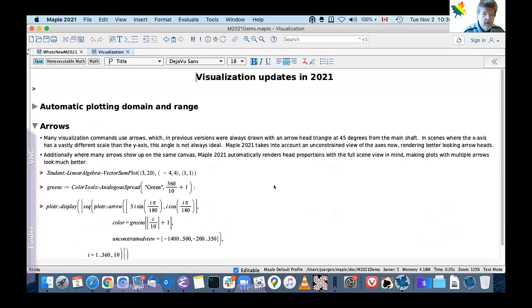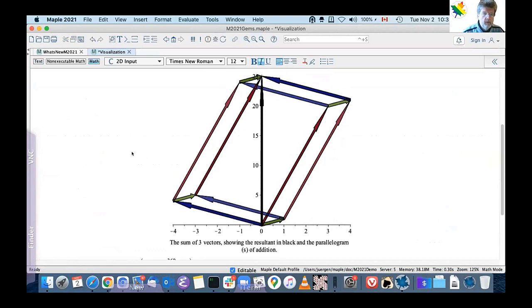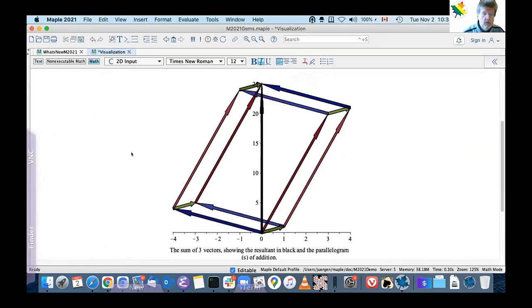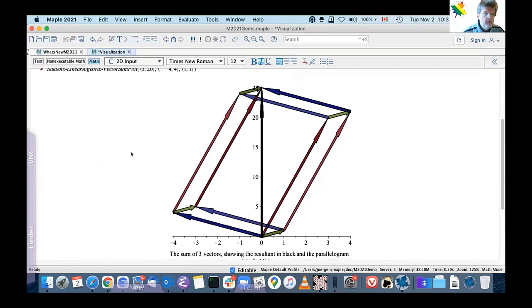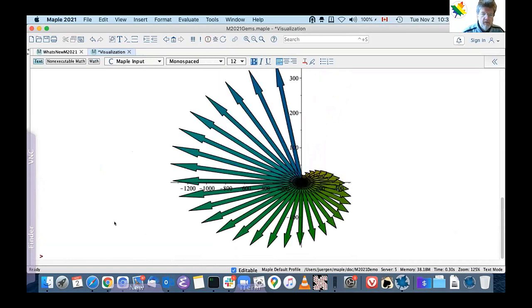One of them is about visualization. One of the things that we updated with the most recent version of Maple 2021 is the way arrows are being plotted. So this looks much nicer than it used to look in earlier versions. This is an example of a vector sum plot from the Student LinearAlgebra package. And here is a custom plot showing a bunch of arrows in a spiral in different colors.